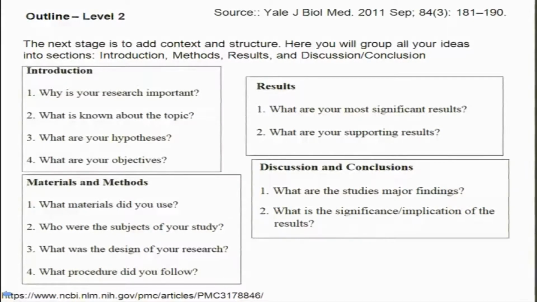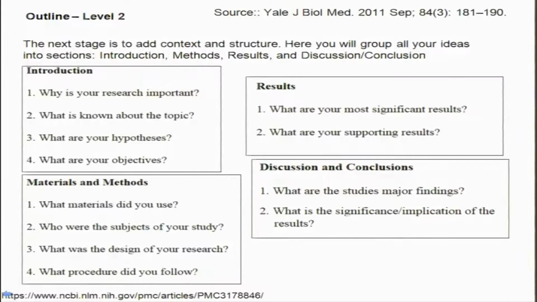For example, these four questions will form the introduction. Why is your research important? What is known about your topic? What are your hypotheses? What are your objectives? This constitutes your introduction. What materials did you use? Who were the subjects of your study? For example, if you are using human samples or some animal models, what was the design of your research? What procedure did you follow? This constitutes what is called the materials and methods.